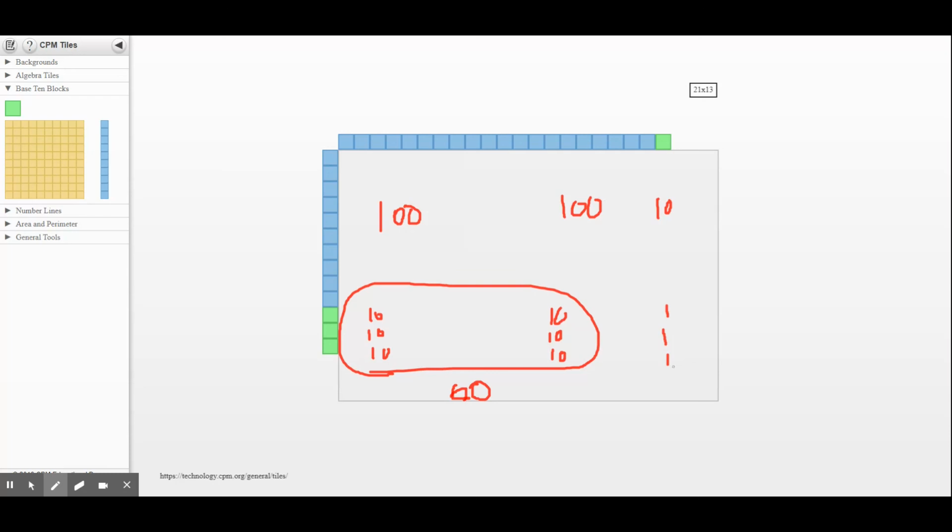So now you can go ahead and try any 2-digit by 2-digit number using this process. And then when you're feeling pretty confident, go ahead and move on to part 3.